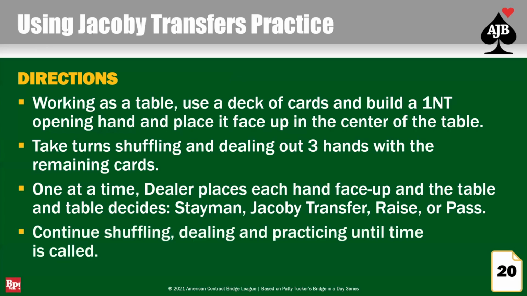Now remember, you have all 4 options now. You can pass, you can raise no trump, you can bid Stayman, you can bid Jacoby. We're just looking for that first bid after partner opens no trump. Just choose which action you would take. Have fun.